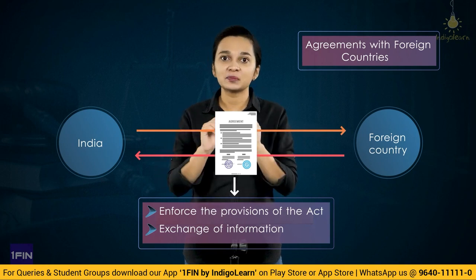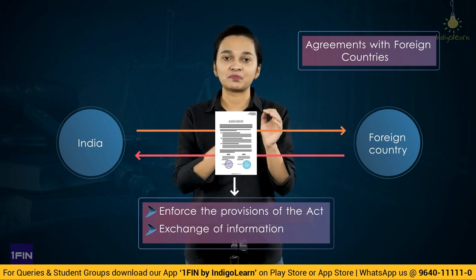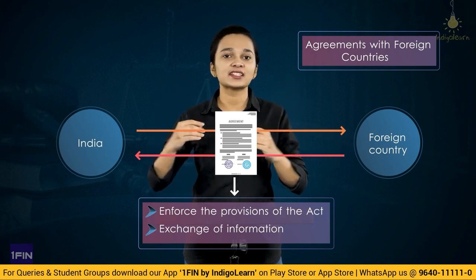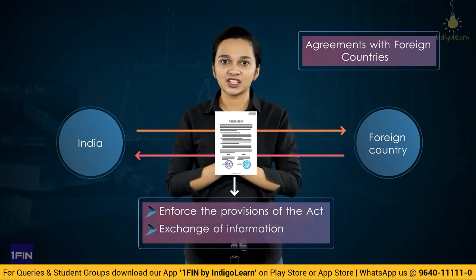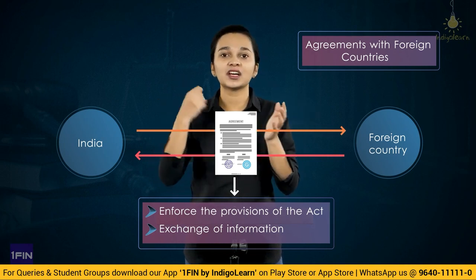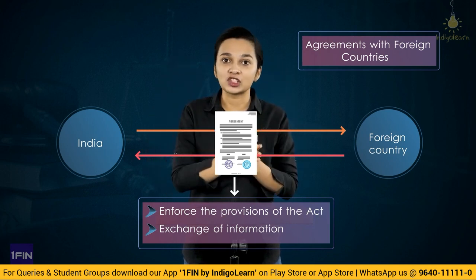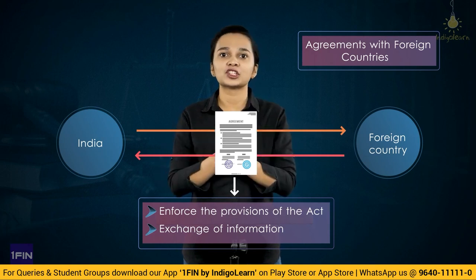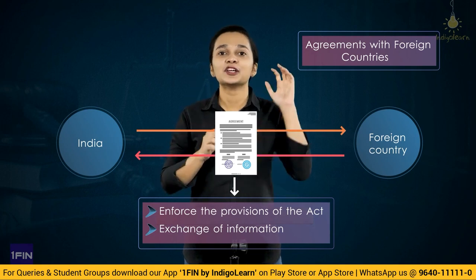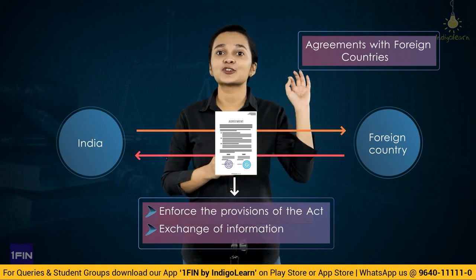So whenever an agreement is made, it is not only for enforcing the provisions of this act but also for exchange of information. Now exchange of information is again subject to certain terms and conditions. Now one country will not share every detail or every information with the other country, but yes, there are certain specifications as to which type of information shall be shared, in which situation the information will be shared. Everything is noted down, everything is in writing. So the first purpose is enforcing the provisions of this act. The second purpose is exchange of information.